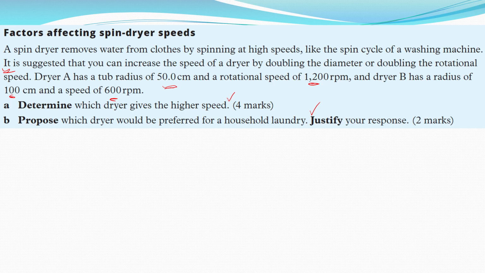Justify a response. When you're doing this, just have a look. I mean, that's got 2 marks, so you really want to have 2 clear points here. Otherwise, there's no possible way you can get 2 marks. If this is worth 4 marks, then there must be 2 marks for working out the speed of the first dryer, dryer A, and the second one for the dryer B.